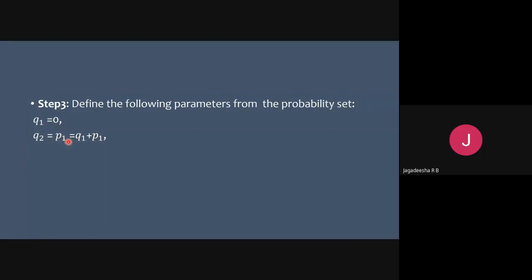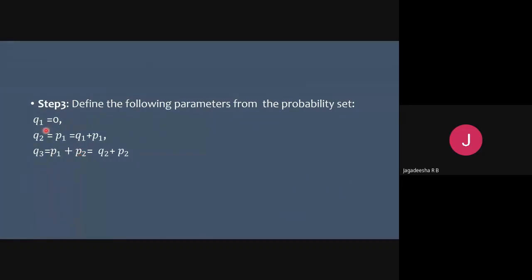Okay. Then we will go to find out the third parameter, that is Q3. What is Q3? Q3 is equal to P1 plus P2. Is it equal to Q2 plus P2? Of course, yes, because P2 is here. And what is Q2? Q2 is equal to P1. So P1 plus P2 is equal to P1 plus P2. So in general, Q3 is equal to P1 plus P2. That means the probability of the first symbol and the probability of the second symbol. So can you predict what is Q4?